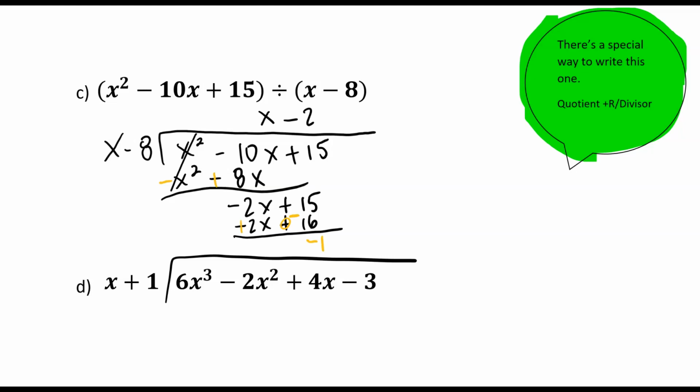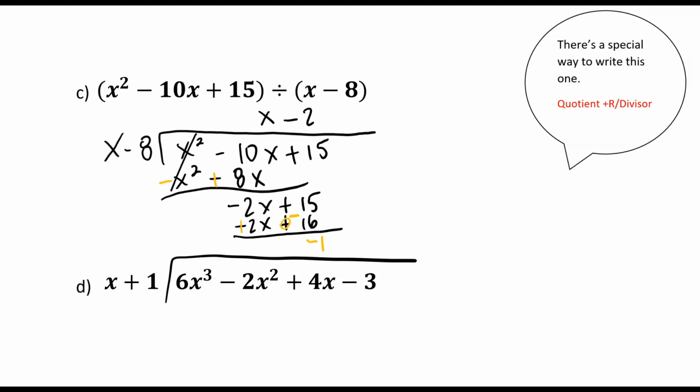So how do we write this? Well, we're going to write it as quotient plus remainder over divisor. So this x minus 2 part is our quotient. Plus, notice this plus here, we're going to put remainder negative 1 over our divisor, which is x minus 8. Okay, so this is how you're supposed to write the answer.